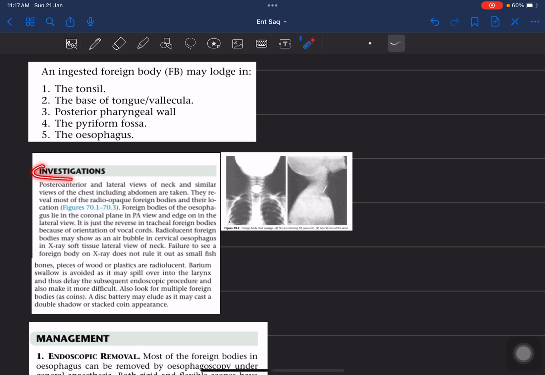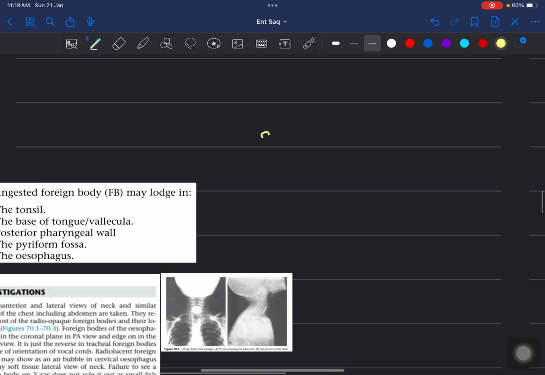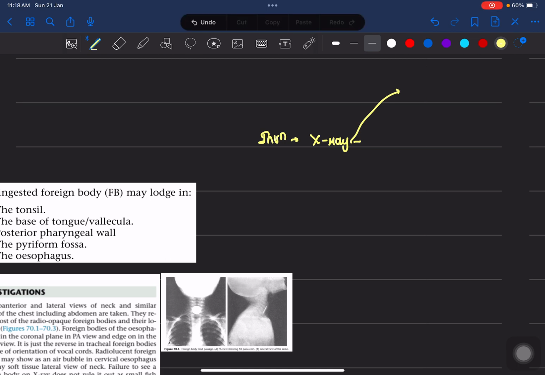Now talking about the most important investigation, the most important investigation that we do, the cheap one, is X-ray. Now in X-ray, we can have two views. One is the lateral view, soft tissue lateral X-ray of the neck.